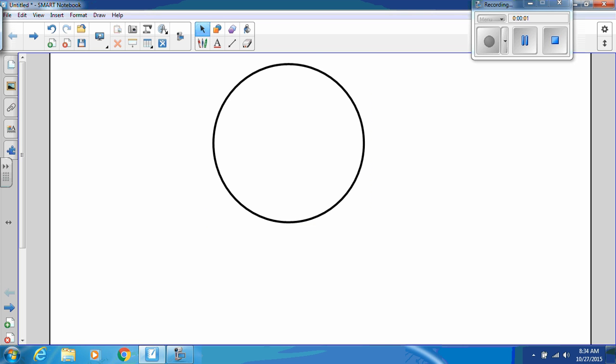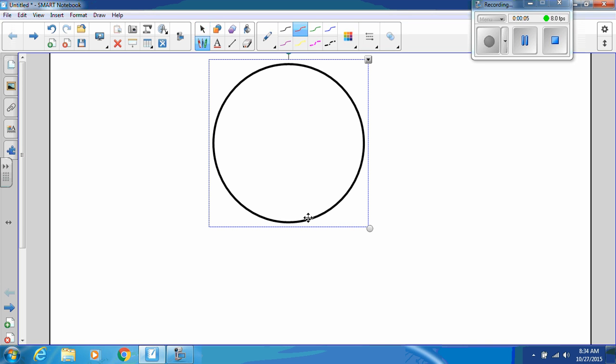That dot that we saw right there in the center is called the center of the circle. And what's true about the circle is that everywhere you go, there's a radius. So here it is. For your notes.